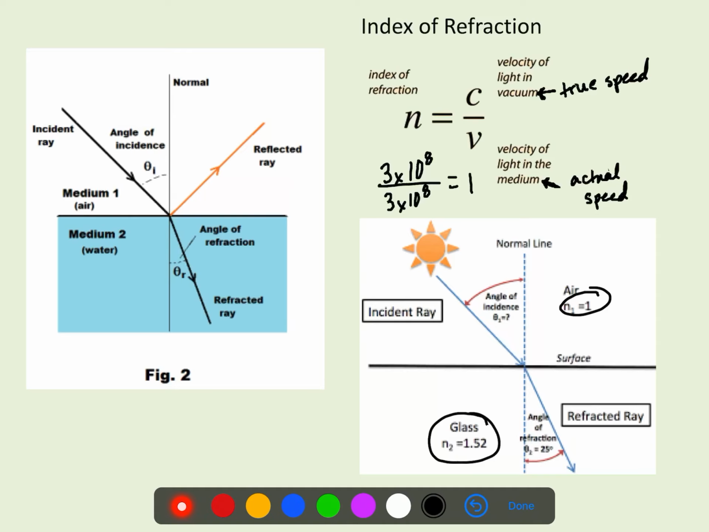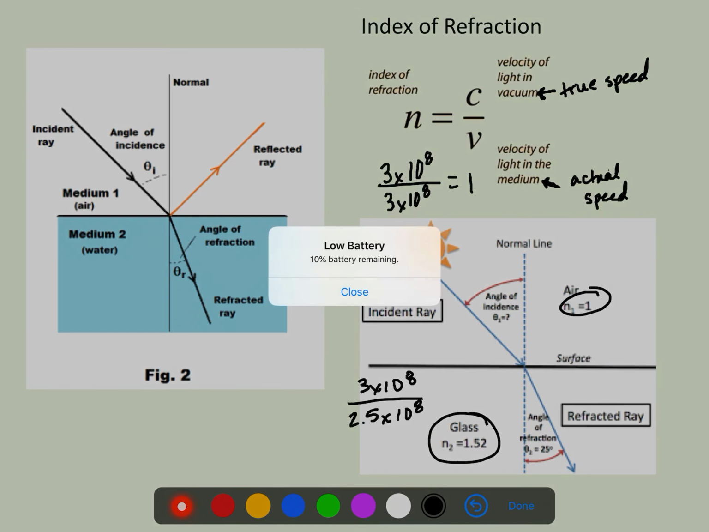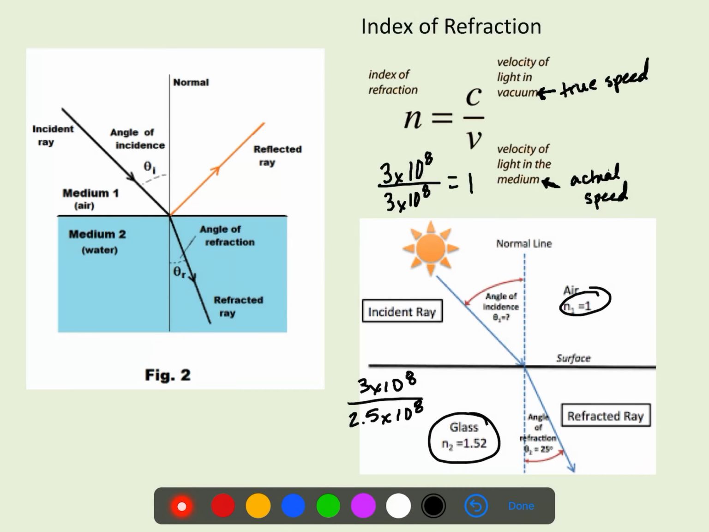Here you can see we have an N value for glass. Now we all know glass is more dense. Because it's more dense, the light is going to slow down. So when we do the math work for this ratio, and I don't know the actual speed, but this is 3 times 10 to the 8th, and then this speed is going to be some number less than 3 times 10 to the 8th. So whenever I do my math here, I end up with some number 1 point something, right?